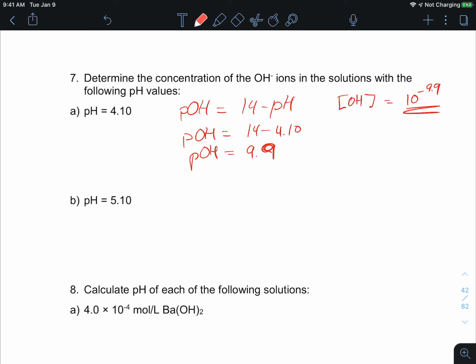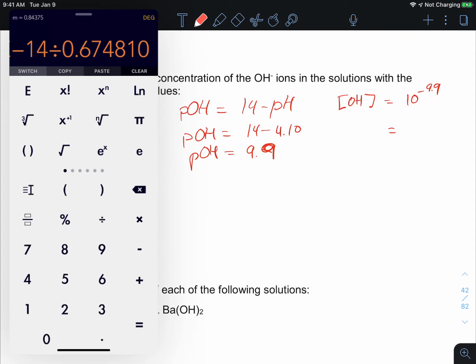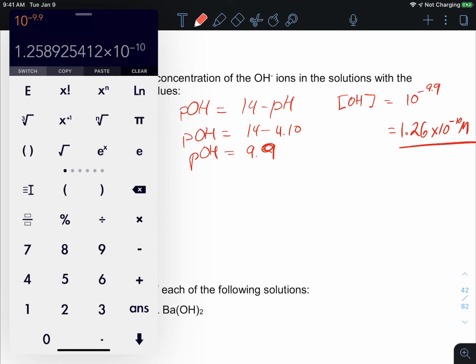Now this is not an accepted value. We don't like to see decimal values in the exponents most of the time, so it's very hard to visualize what that means. So I do expect that you're going to go to your calculators and type in 10 to the power of negative 9.9, and you're going to get a value that you can write out in scientific notation where the exponent will be a whole number. And we just have to double check, how much do we start with? We started with 3 significant figures, so we can go to 1.26 times 10 to the negative 10, and that's our molarity. And there we go.